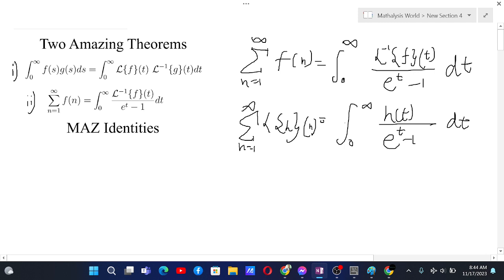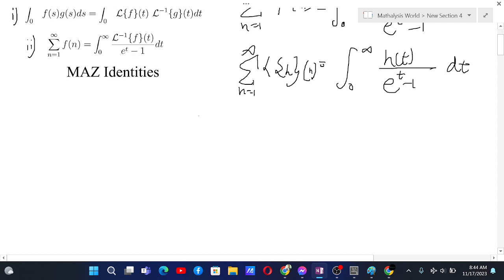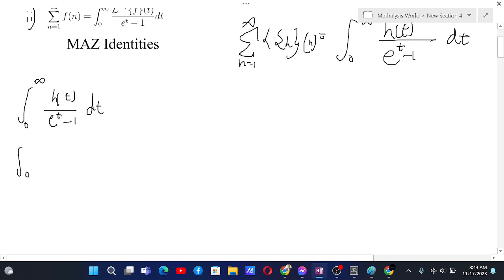So for proving this one, we can start in the following way. We have integral from 0 to infinity. So this is not Laplace, this is an integral. Integral from 0 to infinity h of t by e to the power t minus 1. So if the denominator is e to the power t minus 1, we have a specific trick to begin. We can have h of t, and then we can multiply numerator and denominator by e to the power minus t. That gives us 1 minus e to the power minus t, dt. Now it's something like a by 1 minus r.